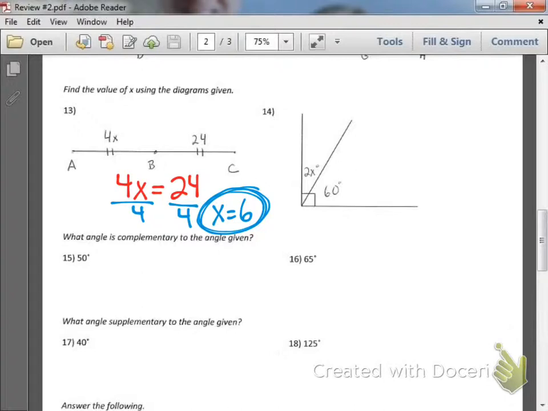Now, is that the same thing I'm going to do for 14? No, there's no indication that they're congruent on 14, but I do see this box here. What does that box mean? 90. Yeah, that means when you add them together, you should get 90, and then you solve it. So again, it all depends what type of problem you're given.